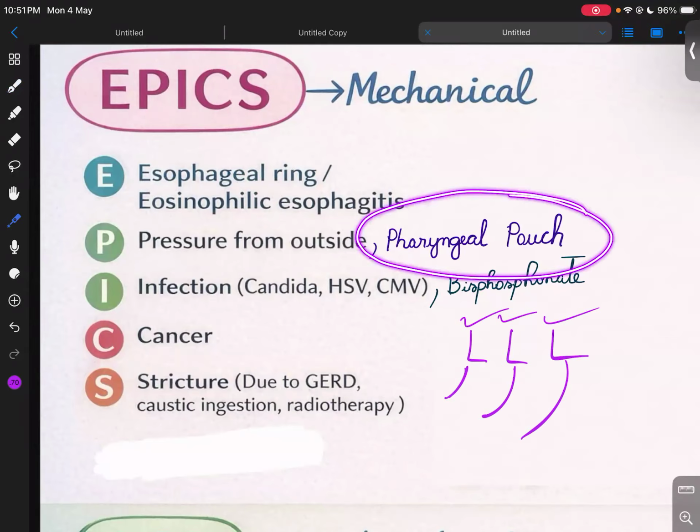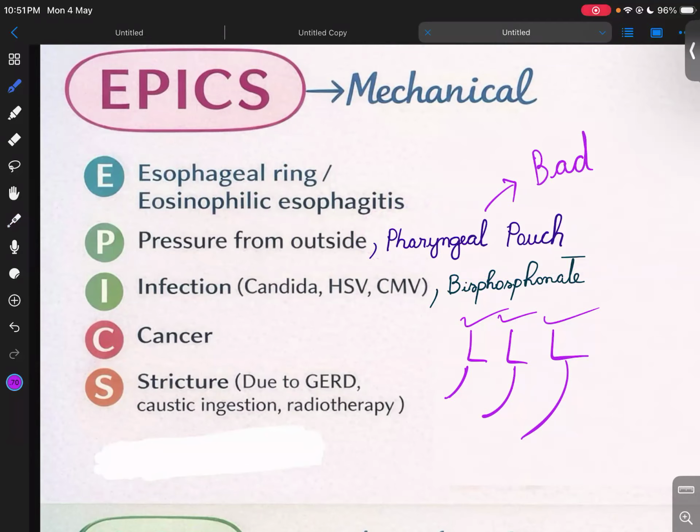To rule out pharyngeal pouch, we have to ask about the bad odor, because the patient will have some halitosis. We just have to ask, sorry to ask this personal question, do you feel any bad smell? But up to now, this pharyngeal pouch has not been given in the PACES exam.